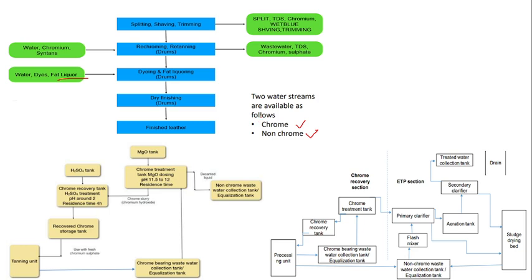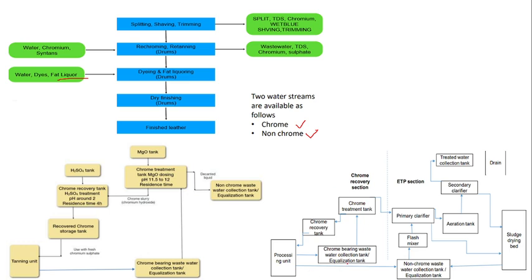Why is this classified? Because treating a lot of water, combining all the waste streams into a single stream, and treating and recovering the chromium is very difficult. So there are two water streams in the tanning industries, and these are treated in different ways. If you see this process flow chart, it explains how the chromium is recovered before going to the ETP. So this is the chrome recovery section.